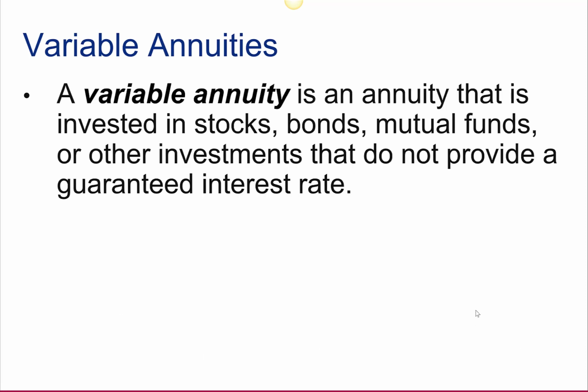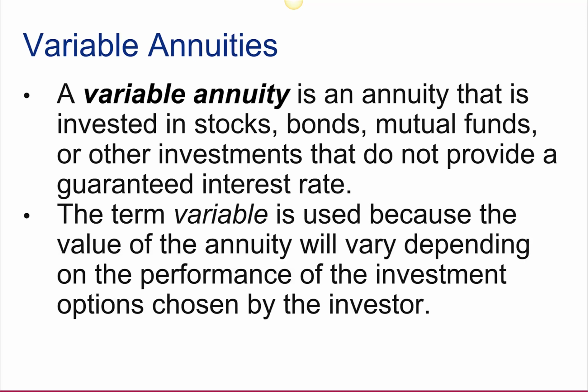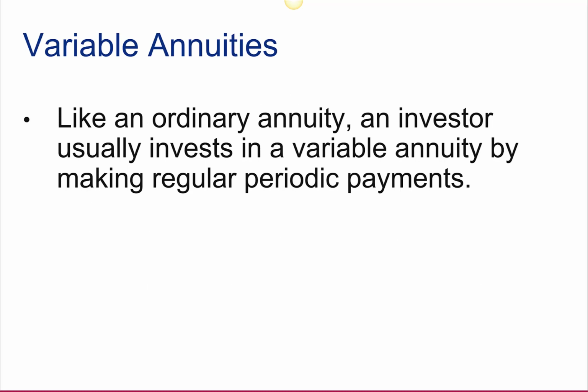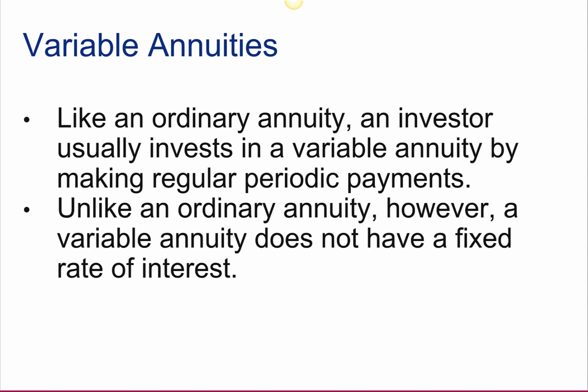Variable annuities are annuities that are invested in stocks and bonds and mutual funds, and these are not guaranteed to provide a guaranteed interest rate. The term variable is used because the value of the annuity will vary depending on the performance of the investment options chosen by the investor. Like an ordinary annuity, an investor usually invests in a variable annuity by making regular periodic payments. However, there's not a fixed rate of interest.